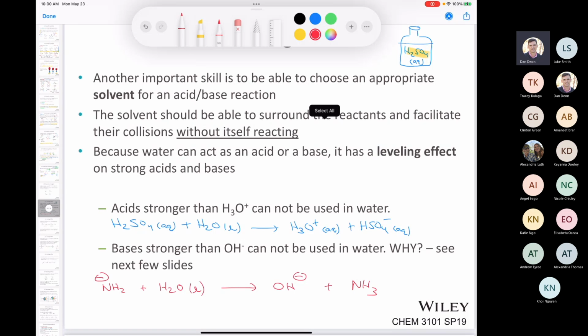plus ammonia. Again, if you have sulfuric acid in water, you don't have any sulfuric acid. You only have hydronium. And if you have NH2 minus in water, you don't have any of that. The only base you're going to have is hydroxide. Again, repeating myself, acids stronger than hydronium can't be used in water, and bases stronger than hydroxide can't be used in water.